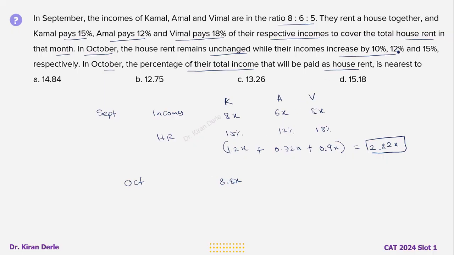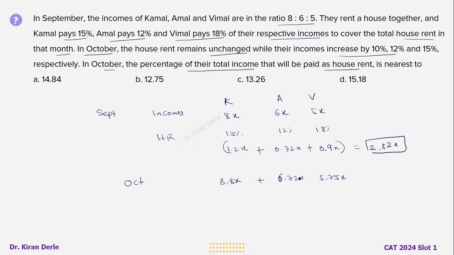Fine. 12% of this, 0.72x is the increase, so it becomes 6.72x. Fine. 15% of this, so 0.75, that is 5.75x. These are the new incomes in October. What we want is the percentage of their total income in October.